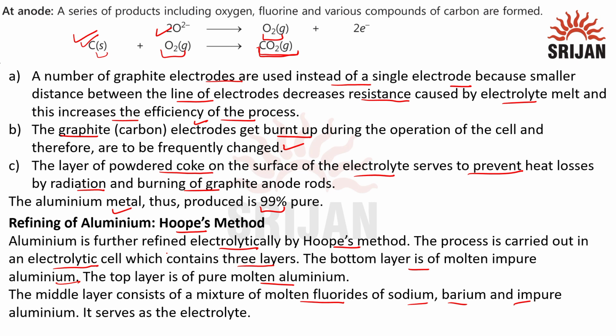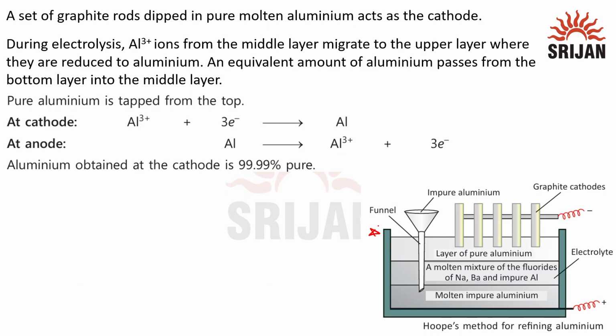That serves as an electrolyte. Here you can see the apparatus for our Hoope's process, where we have the molten impure aluminium at the bottom and the top layer is of pure aluminium. Then we have the graphite cathodes here, right? And then we have the funnel for pouring the impure aluminium at the bottom, and the middle acts as an electrolyte here. This is the middle, right? That has the mixture of fluorides of sodium, barium, and aluminium.